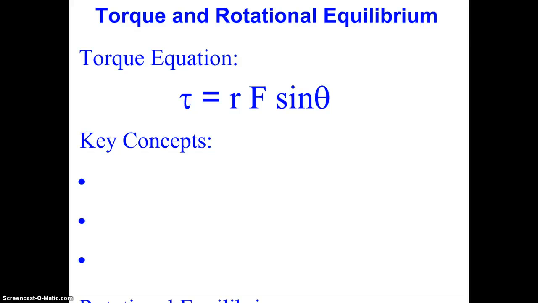A couple things here. Tau is the symbol for torque. R is the symbol for lever arm, which is the distance between the pivot point of the rotation and where the force is applied. And then of course we have F, which you also already know as the force. We'll talk more about the sine theta aspect in a moment.